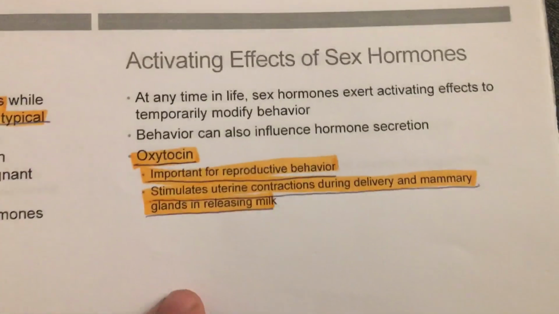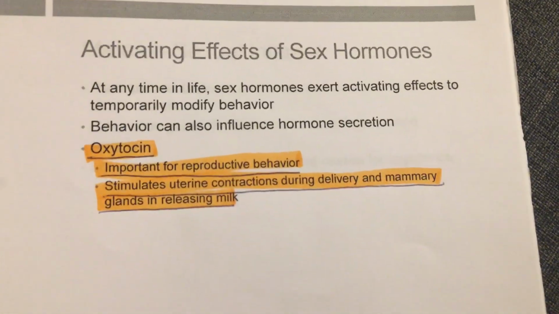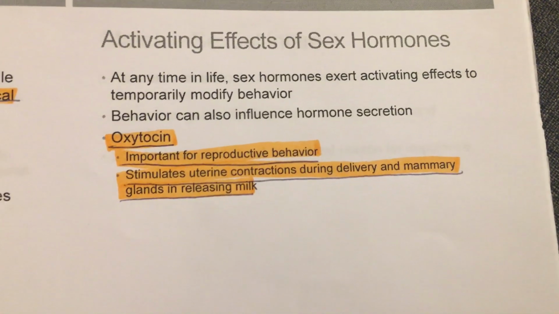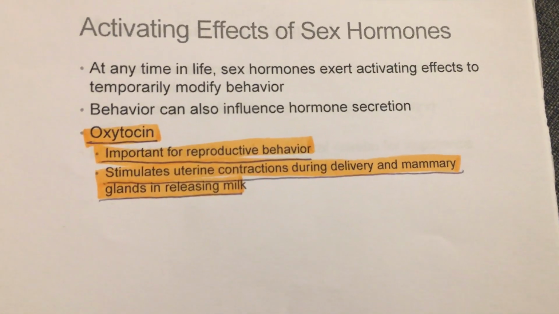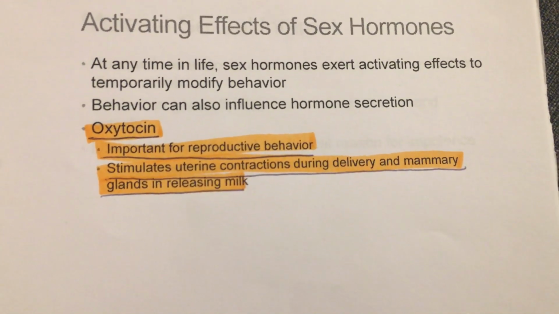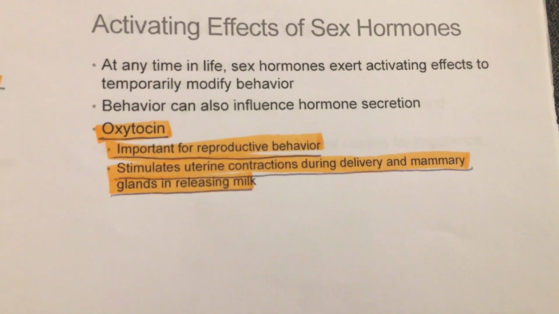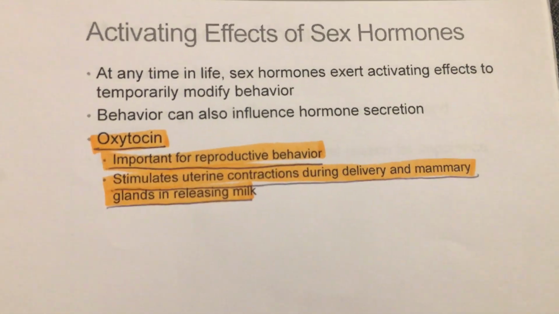Activating effects of sex hormones. At any time in life, sex hormones exert activating effects to temporarily modify behavior. Behavior can also influence hormone secretion. Oxytocin, important for reproductive behavior, stimulates uterine contractions during delivery and mammary glands in releasing milk.